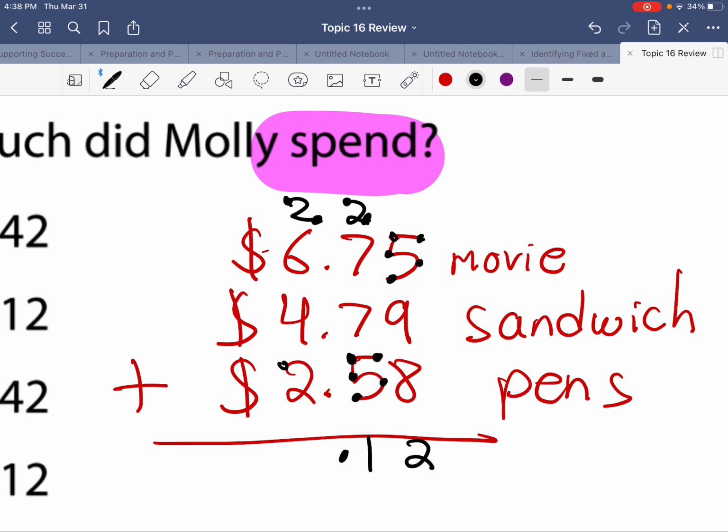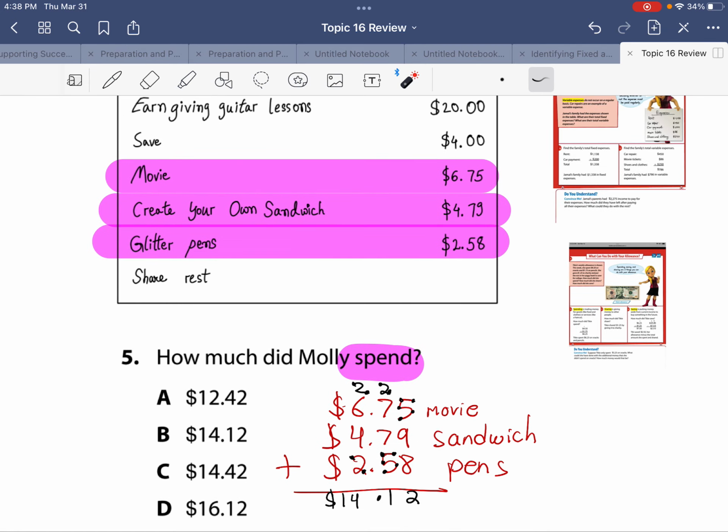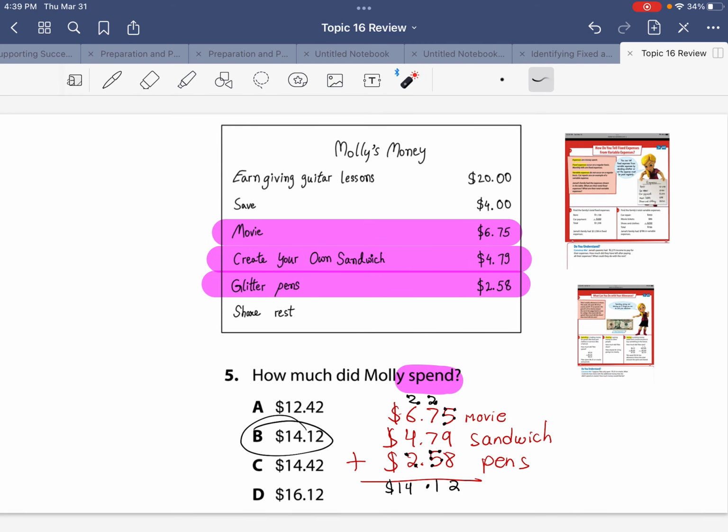11, 12, 13, 14. Okay, so the total amount that she spent on the movies, the sandwich, the pens, everything that she spent came out to $14.12, which is B. Because they just want to know, how much money did Molly spend?